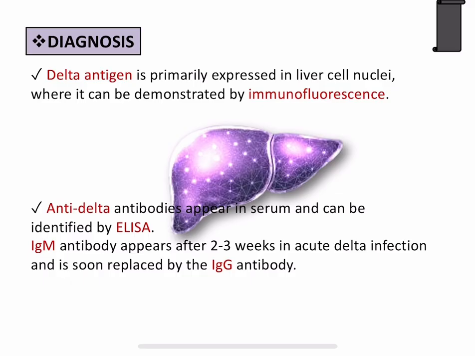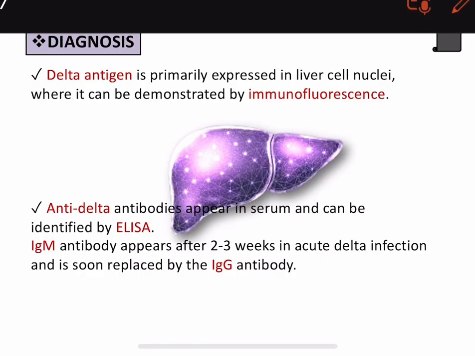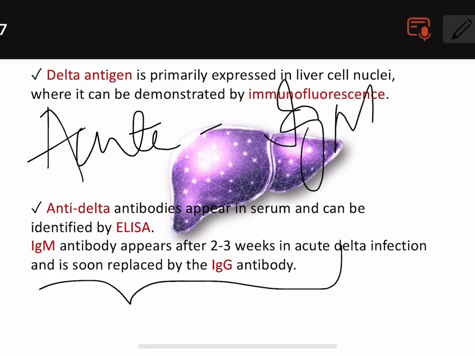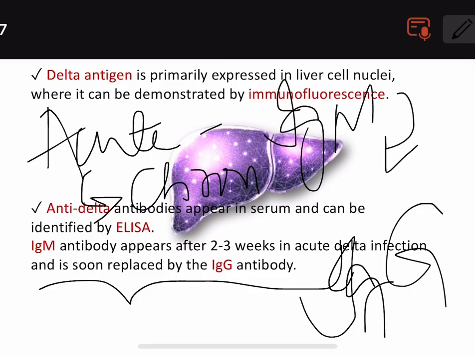We have anti-delta antibodies appearing in the serum, and these can be identified by enzyme-linked immunosorbent assay. IgM antibody will appear after 2 to 3 weeks in acute delta infection, and these IgM antibodies are soon replaced by IgG antibodies. You need to be very clear with this, since we have discussed it in the previous slides as well. In an acute infection, the IgM antibodies play a role. Soon, when the infection turns chronic, these IgM antibodies are replaced by IgG.